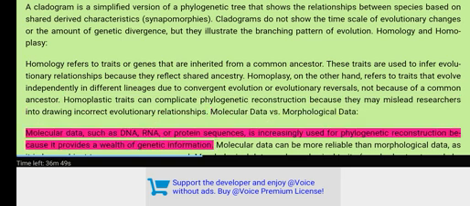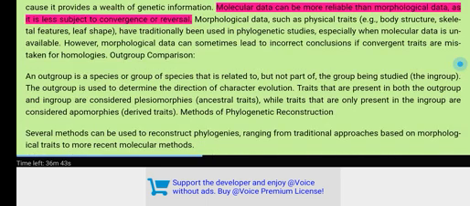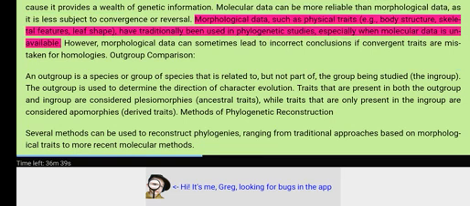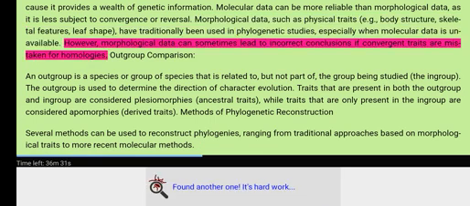Molecular data versus morphological data. Molecular data, such as DNA, RNA, or protein sequences, is increasingly used for phylogenetic reconstruction because it provides a wealth of genetic information. Molecular data can be more reliable than morphological data, as it is less subject to convergence or reversal. Morphological data, such as physical traits, e.g., body structure, skeletal features, leaf shape, have traditionally been used in phylogenetic studies, especially when molecular data is unavailable. However, morphological data can sometimes lead to incorrect conclusions if convergent traits are mistaken for homologies.